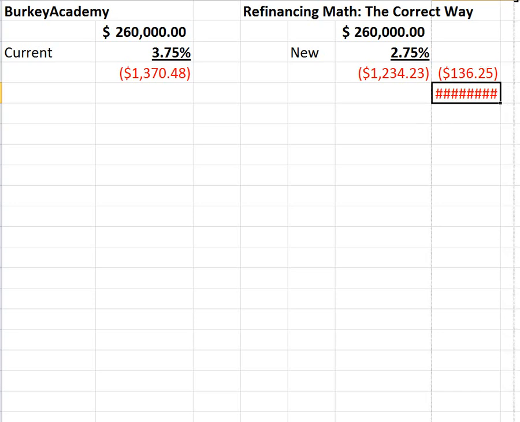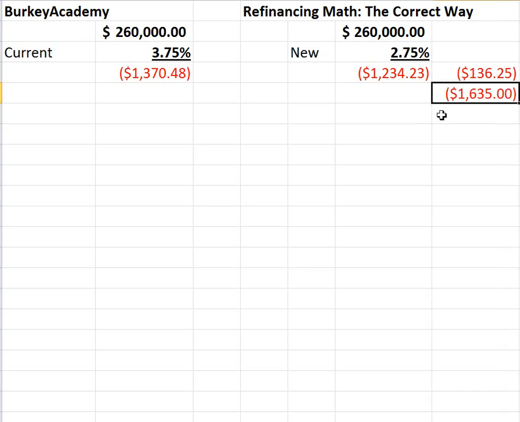Let me make that a little wider so maybe we can see that number. Then I'm going to be saving $1,635 per year from my payment being lower. And suppose the amount that I was going to have to pay to refinance this is, say, $3,000. Then how long will it take me to break even?